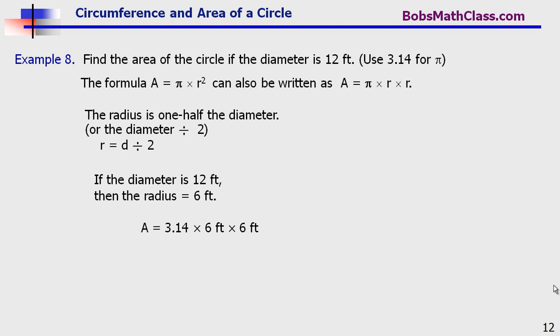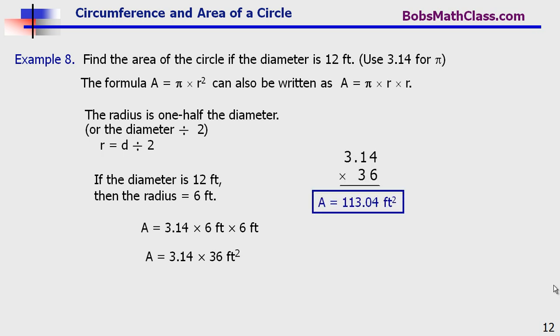Okay, again, pause the video, work it out, take your time. Okay, so multiply the 6 times 6, that gives us 36 square feet. Then multiply it by 3.14. You should get 113.04 square feet.